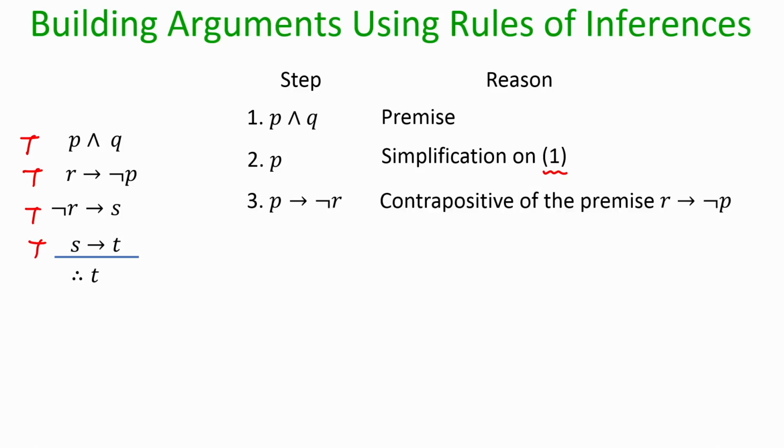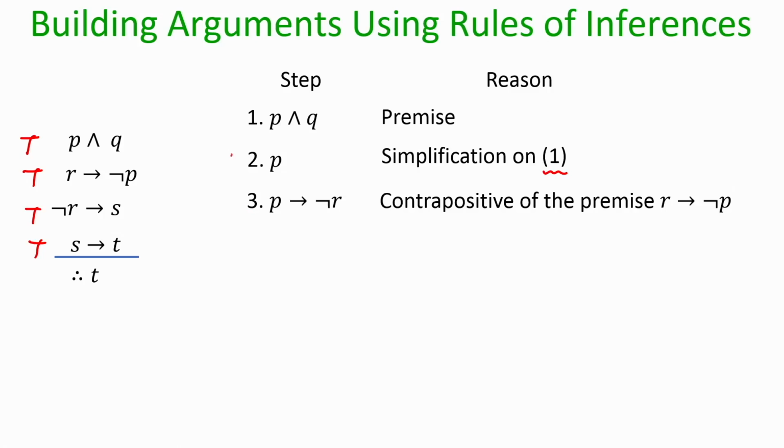Now, since my premise R implies negation P is true, I can apply the contrapositive law on that and come to the conclusion P implies negation R. That means, if R implies negation P is true, of course, P implies negation R will be true. That is the interpretation of this statement. And I am giving this number 3 to this new statement, which I am deriving from already known statements.